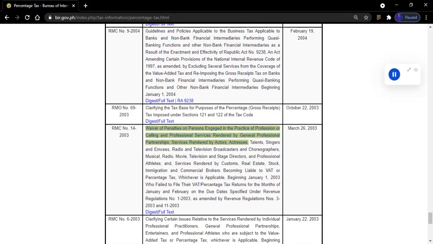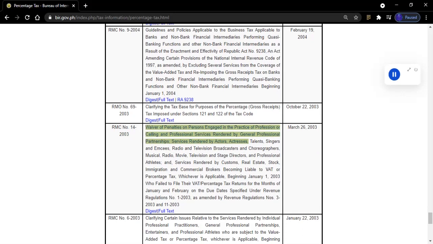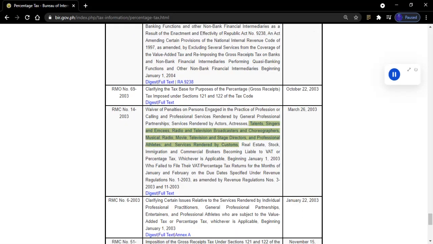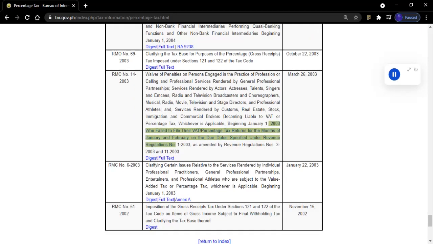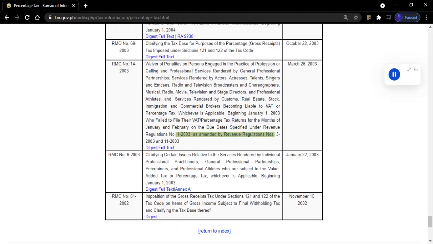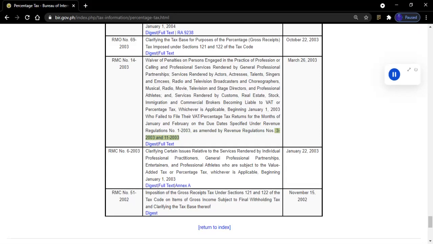RMC No. 14-2003. Waiver of penalties on persons engaged in the practice of professional calling and professional services rendered by general professional partnerships, services rendered by actors, actresses, talents, singers and MCs, radio and television broadcasters and choreographers, musical, radio, movie, television and stage directors, and professional athletes, and services rendered by customs, real estate, stock, immigration and commercial brokers becoming liable to VAT or percentage tax, whichever is applicable, beginning January 1, 2003 who failed to file their VAT, percentage tax returns for the months of January and February on the due dates specified under Revenue Regulations No. 1-2003, as amended by Revenue Regulations Nos. 3-2003 and 11-2003. Digest. Full text.